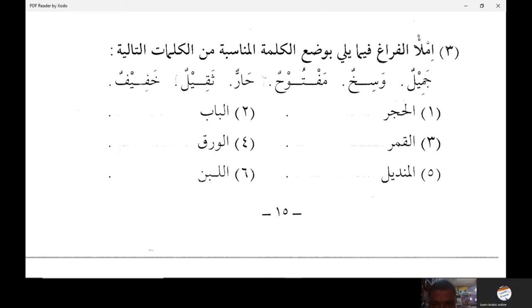Al-hajaru. Al-babu. Use one of these words with hajar. Al-hajaru saqilun. The stone is heavy. Okay. Al-babu maftuhun. Al-qamaru jamilun. Al-waraku khafifun. Al-mindilun wasiqun. Al-labanu harun.